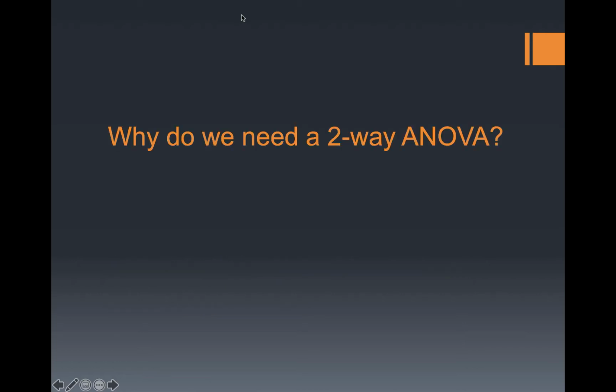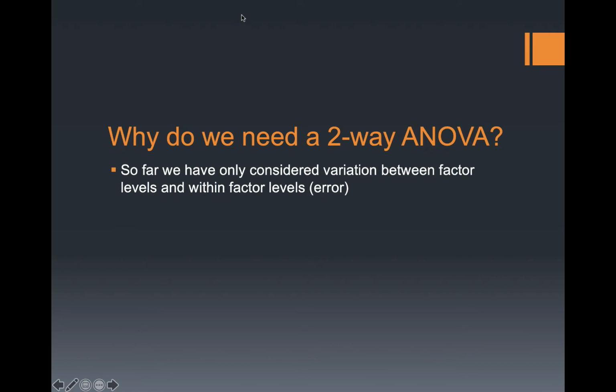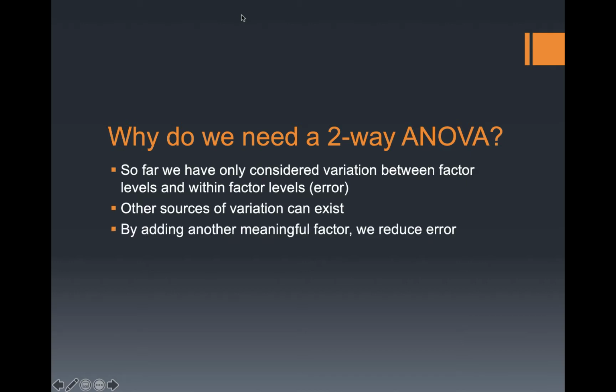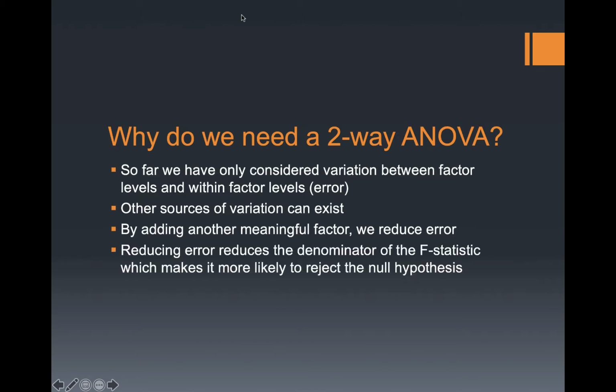Why do we need a two-way ANOVA? So far we've only considered variation between factor levels and within factor levels. Between the factor levels is our eta squared, and within the factor levels would be our error. But other sources of variation can exist. We know this because we have error. Sometimes we want to explain more of the variation we see in our dependent variable, and we'll do this by adding another meaningful factor to reduce the error.